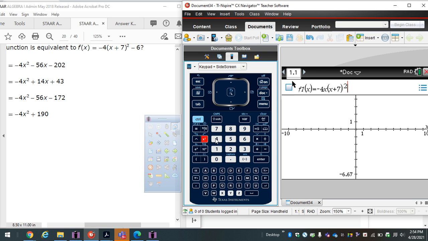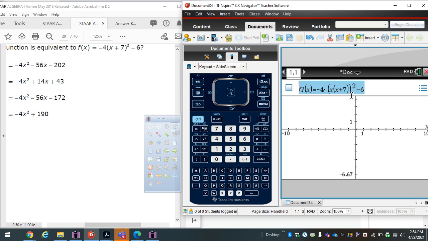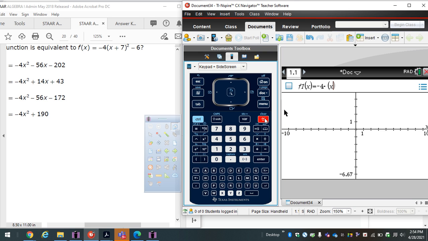And then we're gonna put squared minus 6. What did I do wrong? Somehow I put something wrong, right? Delete, delete, delete, delete. I don't know what I did wrong.